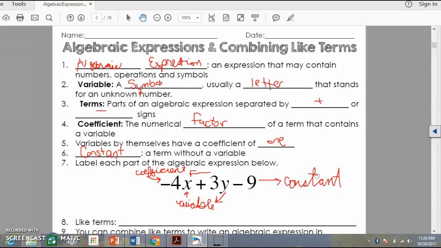Like terms. When we talk about things being like terms, we talk about terms with the same variable raised to the same power. Okay? So same variable. When I say same variable, I mean they're both x's or they're both y's. Same variable. And the same power. And by power, I'm hoping you know that that means exponent.